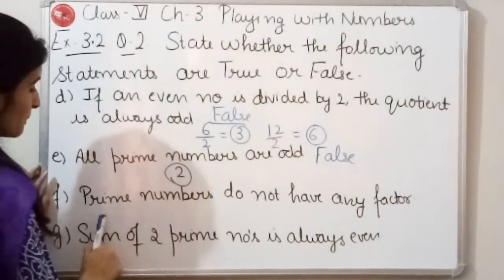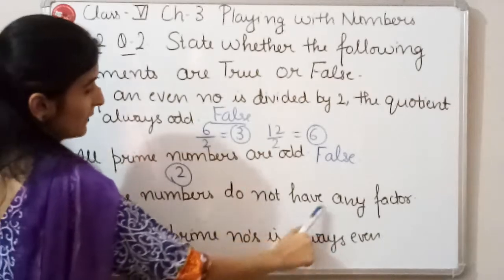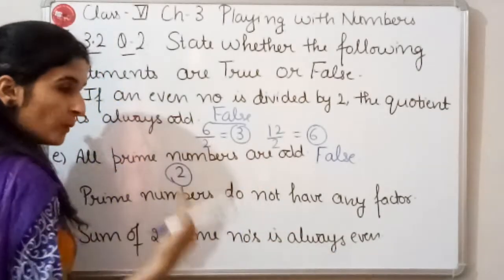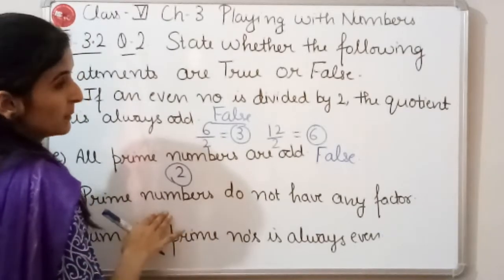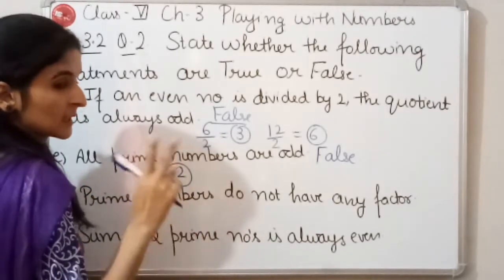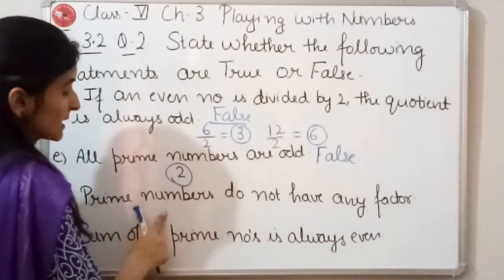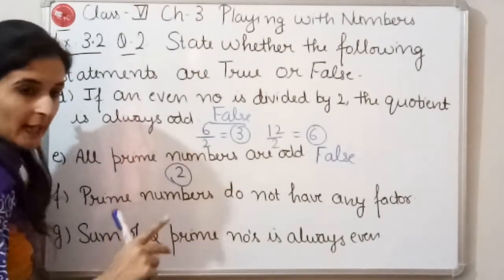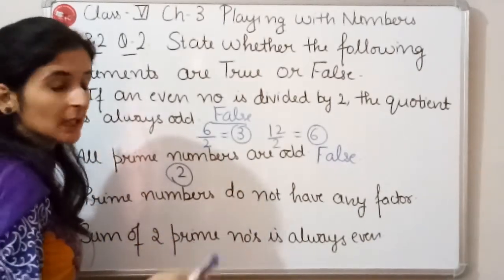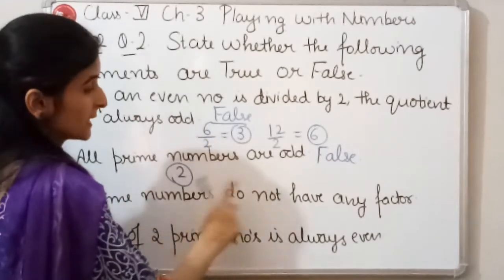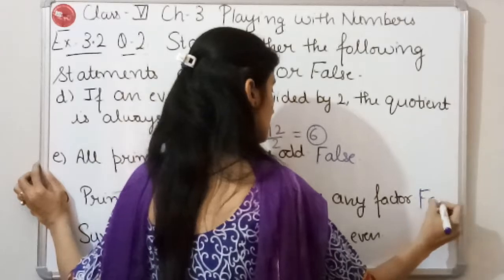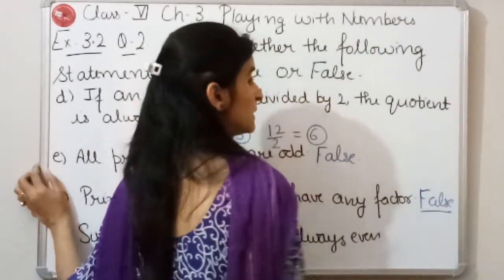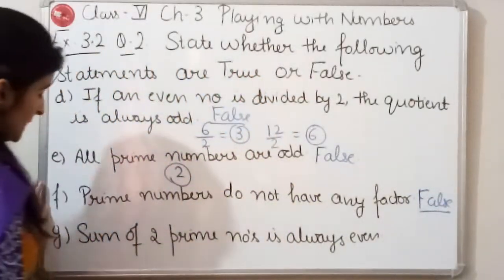Now next is, prime numbers do not have any factor. It is clear from the definition of prime numbers that prime numbers have two factors, 1 and the number itself. So this statement is false, that they do not have any factor. Prime numbers always have two factors.